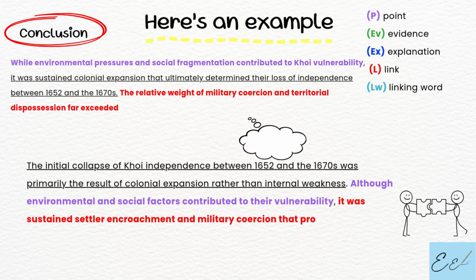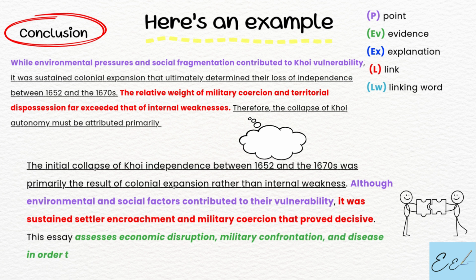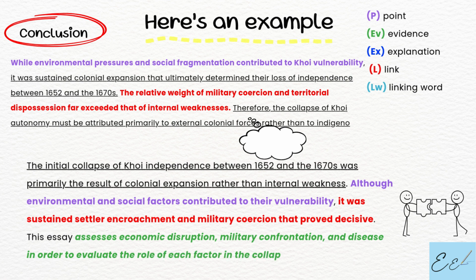I look back at the introduction and I ask myself the question, have I addressed everything in the conclusion that I initially put in the introduction? And is everything in the introduction also in the body of my essay? And the answer to those questions should be a resounding yes. So if we read our introduction again, it says the initial collapse of Khoi independence between 1652 and the 1670s was primarily the result of colonial expansion rather than internal weakness. So I have definitely stated that in my conclusion.